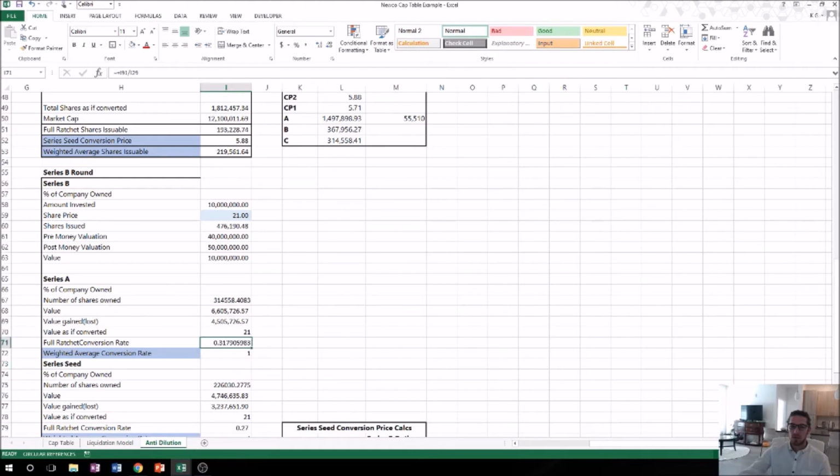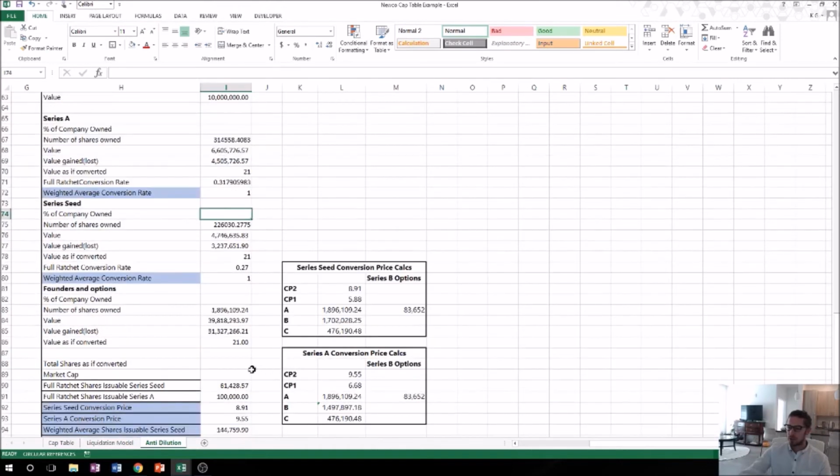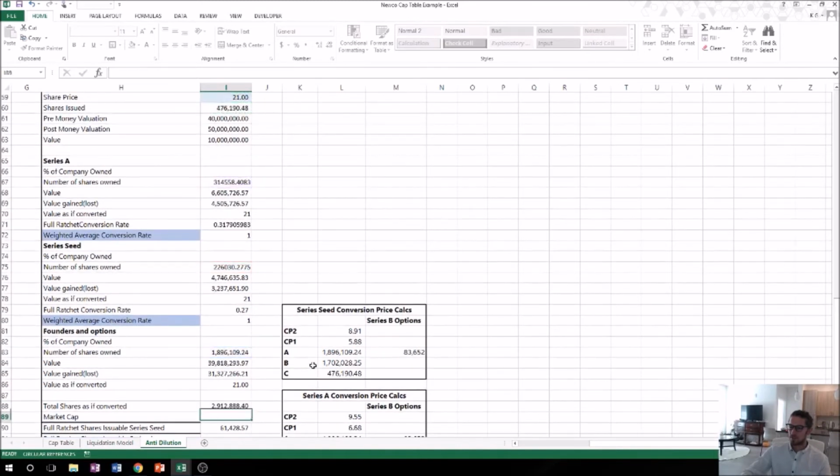After that, we're going to sum up all of our shares from this round, so we can do our ownerships. So we do founders and options, Series Seed shares, Series A shares, and Series B shares this time. 2.91 million.